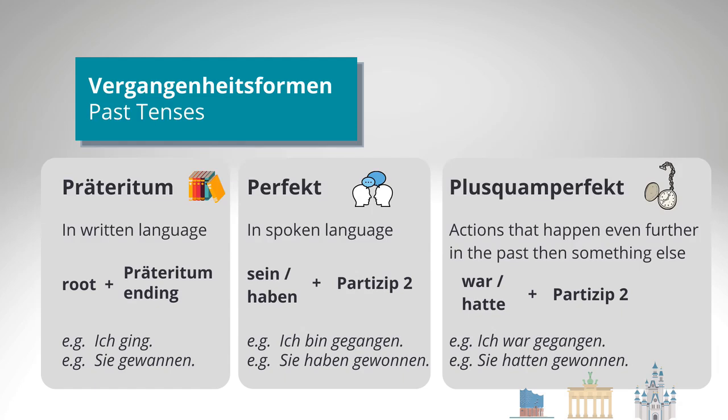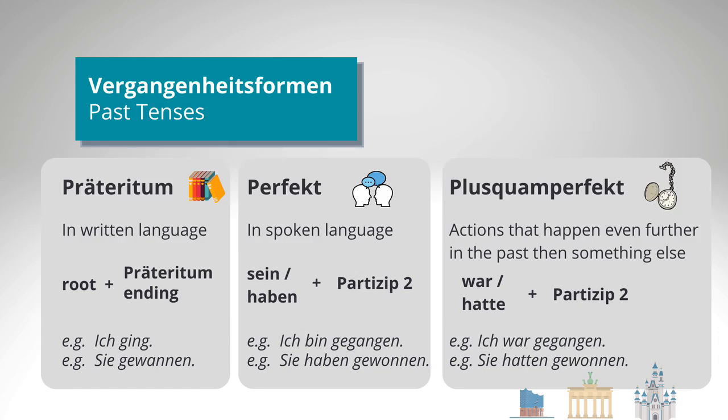Now let's have a look at our final tense, the plusquamperfekt. It is formed by using the Präteritum forms of sein and haben, our two auxiliary verbs. So, ich war, du warst, er, sie, es war, wir waren, ihr wart, and sie waren. Or, ich hatte, du hattest, er, sie, es hatte, wir hatten, ihr hattet, and sie hatten. And then again, we add the Partizip 2. As I already mentioned, it is formed by taking the root of the verb, then adding ge at the front and t at the back. For example, machen would become gemacht, haben would become gehabt, and so on.